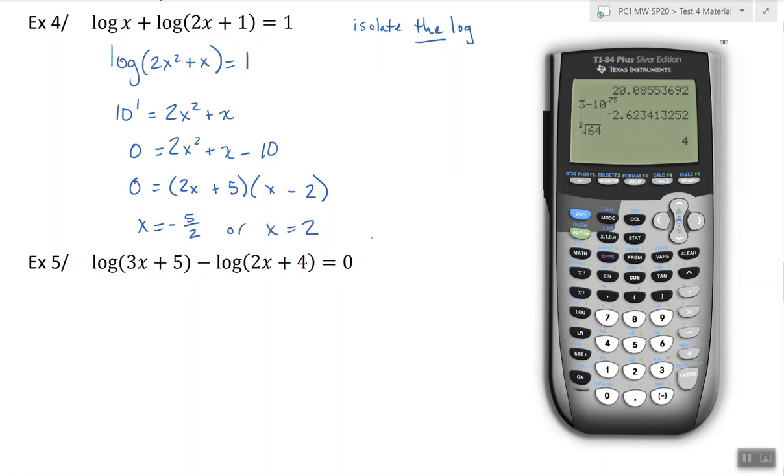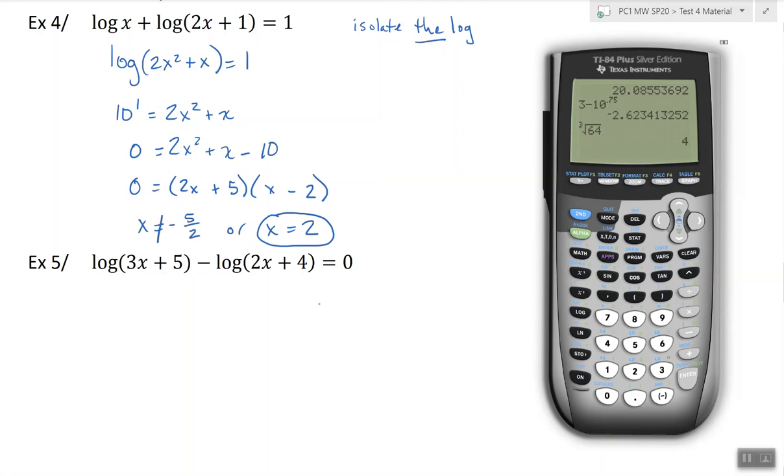Now remember, we have those domain restrictions, so we need to check our solutions back into our original equation. Here I have an x. If x was negative 5 halves, then this would be an undefined log, so we can't use that. If x is 2, this is fine. 2 times 2 is 4 plus 1 is 5. That's fine. So we end up with just one solution, and we don't have to have an approximation.